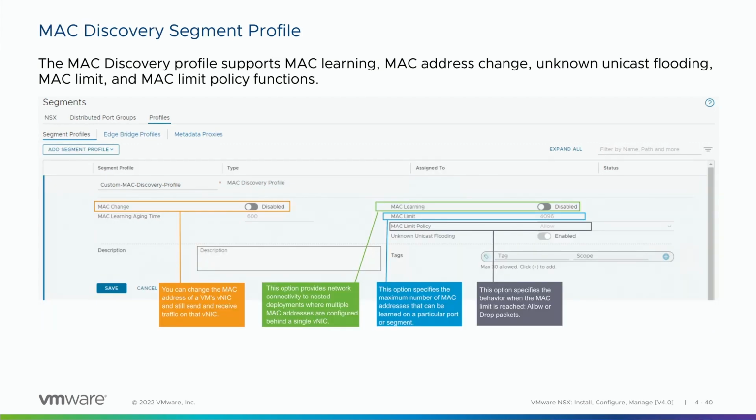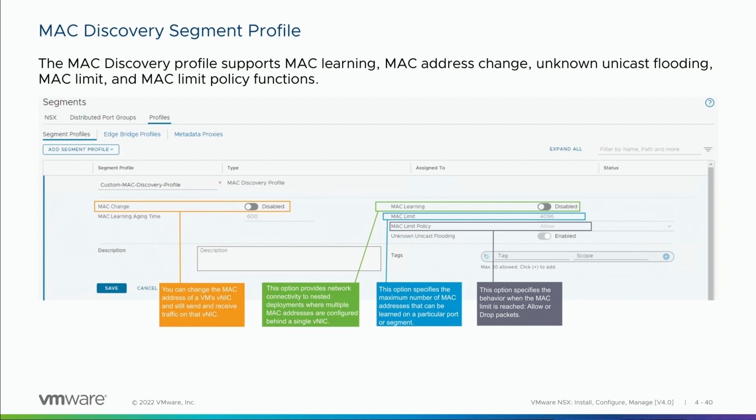Now, we also have a MAC discovery profile. MAC discovery is not to be confused with IP discovery, even though it kind of could be, since we talked about IP discovery also pulls in MAC addresses. So why do we need a MAC discovery profile? Well, because the MAC discovery profile does some different things.